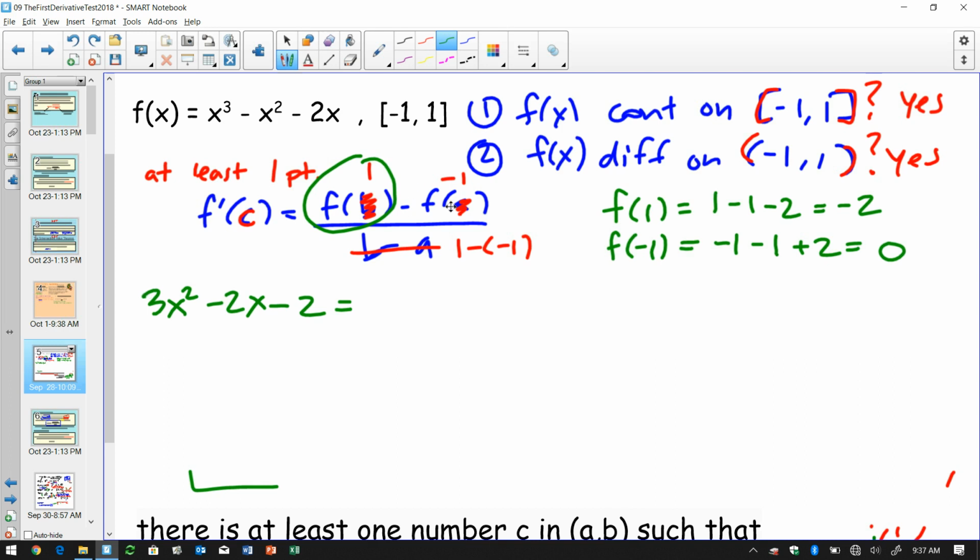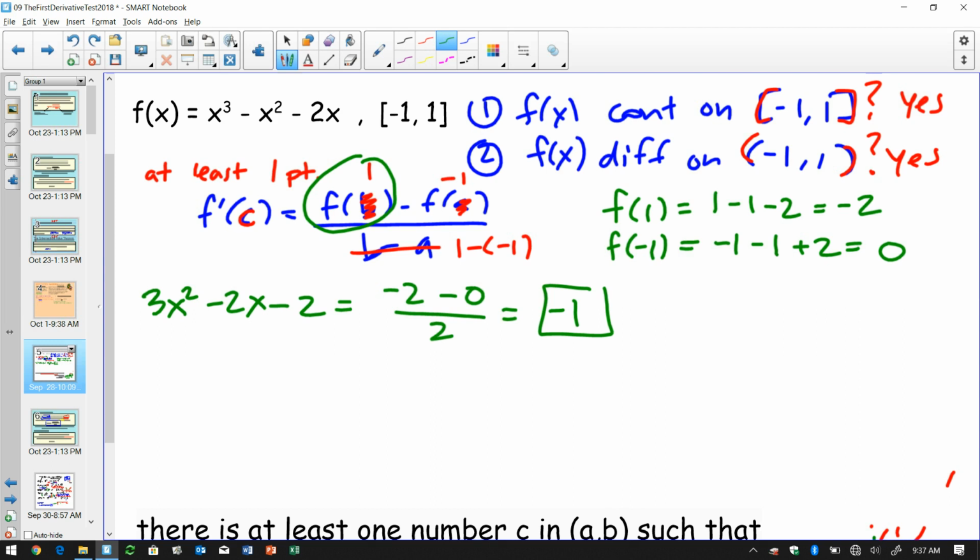Then I'm going to plug into the right side, and the right side says f of 1, which is -2, minus f of -1, which is 0, over 1 minus -1, which is 2. And what is -2 divided by 2? -1. And students are so happy that they figured out the average rate of change that they write down the answer as -1. What is wrong with that? It's wrong. Why is it wrong, though?